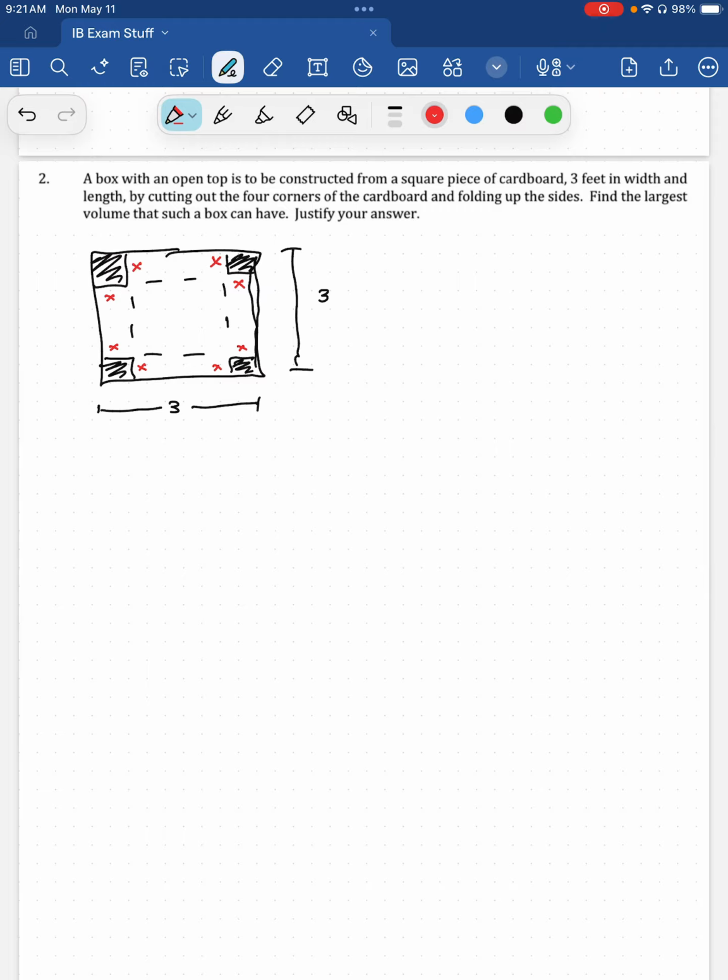Now, from there, if we cut off 2 X's, that makes the width of this, the dotted line section, 3 minus 2x. It also makes that the side here and here and here as well. So those dotted lines are all 3 minus 2x. So now, once we know that, we're trying to make the largest box that we can, and we want to justify that answer. So we're trying to maximize our volume.